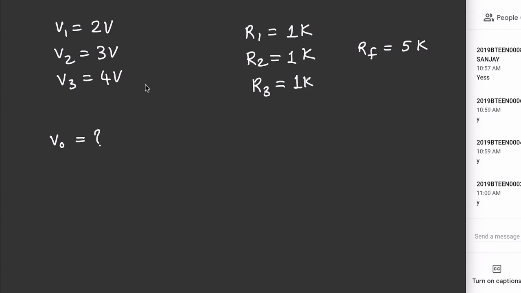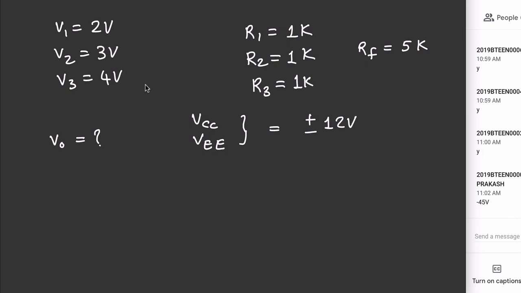It's a very simple thing, but quickly do that. And supply VCC, VEE is plus minus 12 volt. And the output, V output maximum, that is the saturation level, we assume it to be plus minus 11 volt. It means 1 volt drop the op amp is taking. So the maximum output the op amp can produce is plus minus 11 volt.